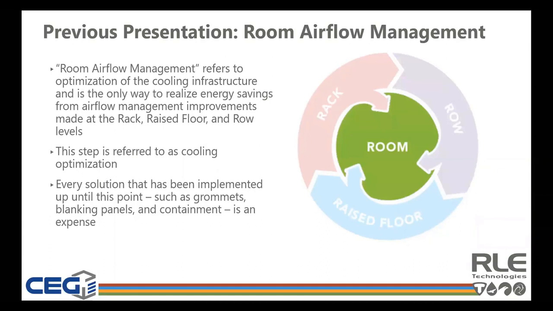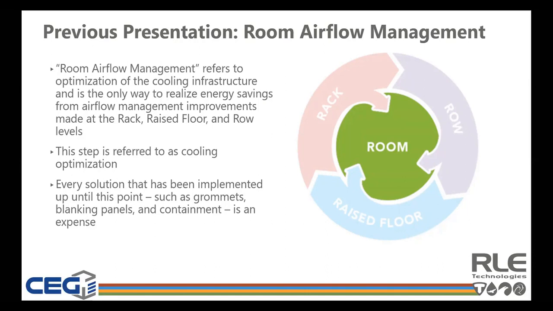Our last webinar was on room level airflow management, and we stressed that this is really where the rubber hits the road, and that this is where the real cooling optimization takes place and where energy savings can be realized. All the best practices you implemented to separate the supply and exhaust air at the other levels are now just an expense, right? You paid to do all of these things, but if you ignore making the changes to your infrastructure to truly take advantage of your airflow management initiative, you're falling short.